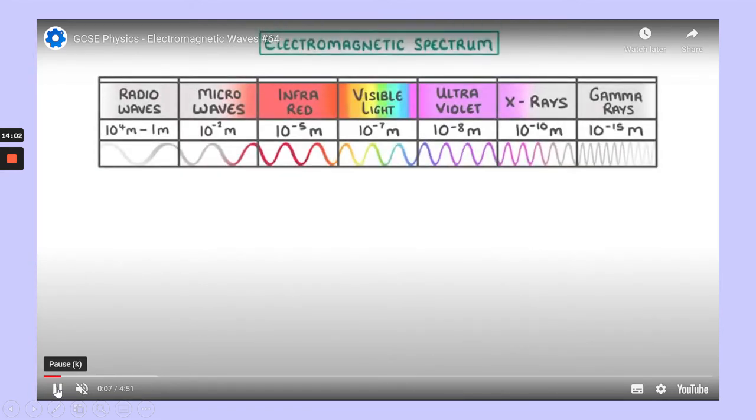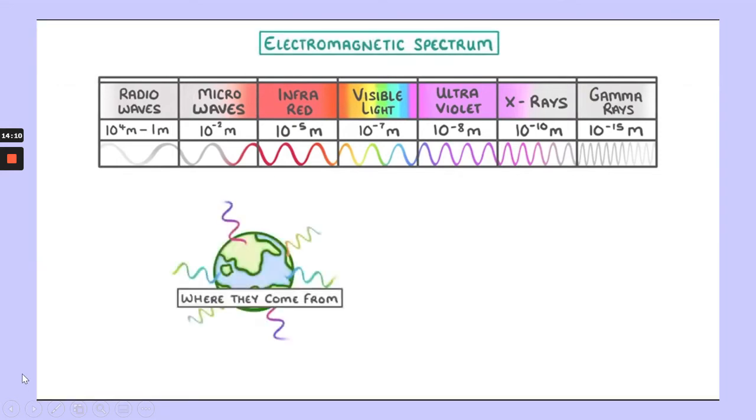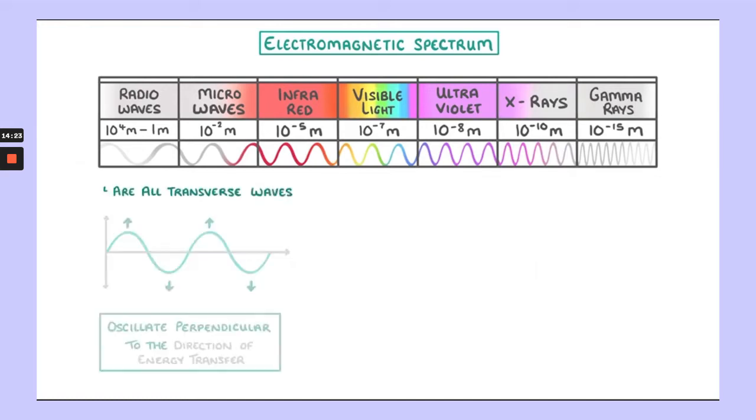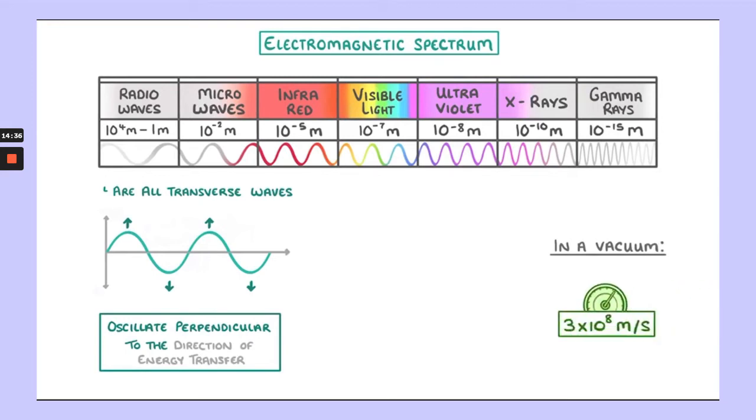In today's video, we're looking at the electromagnetic spectrum, which is this entire range of electromagnetic waves, and will cover both where they come from and what happens when they're absorbed. The first thing to know is that electromagnetic, or EM waves, are all transverse waves, which means that they oscillate perpendicular to the direction of energy transfer, so up and down. And when they're in a vacuum, they'll all travel at exactly the same speed of 3 times 10 to the 8 meters per second.